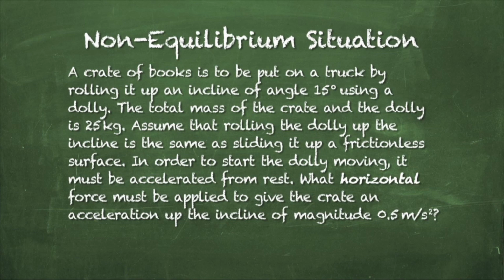So what horizontal force must be applied to give the crate an acceleration up the incline of magnitude 0.5 meters per second squared? Now, remember, the first thing we do is we draw a diagram and list our knowns and unknowns. The word acceleration is a hint that this is a non-equilibrium situation. And also note that it asks you what horizontal force must be applied. So that means that the applied force in this case is going to be horizontal. So make sure that you draw it that way. Please draw your diagram, list your knowns and unknowns, and get started.